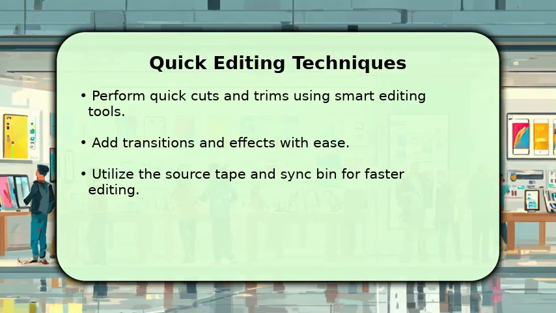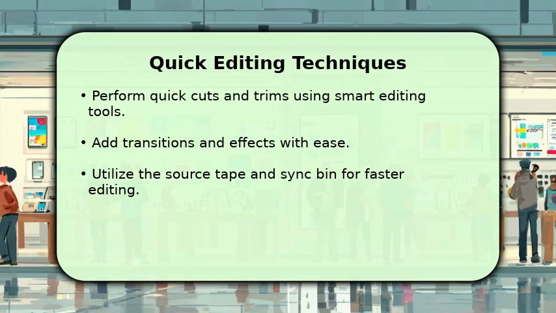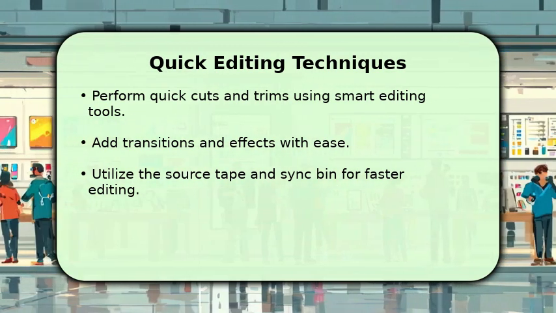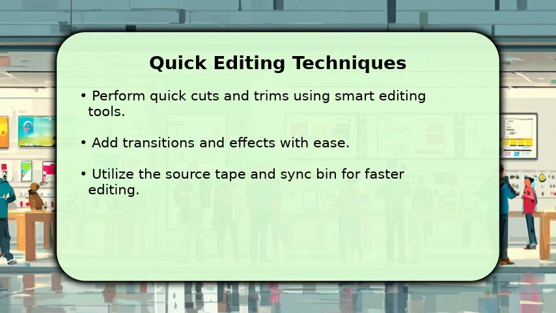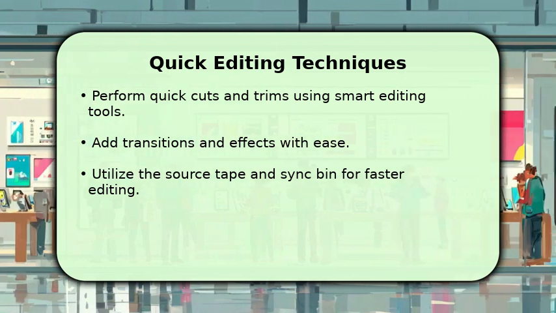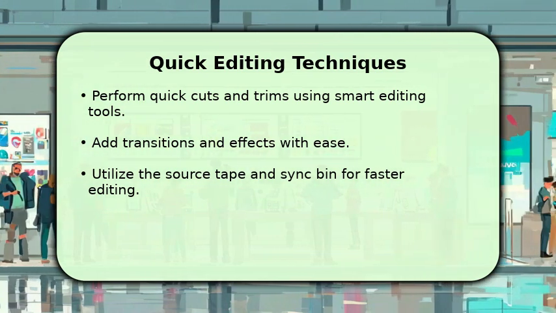The cut page excels at rapid editing. Use the Smart indicator to quickly trim clips or perform ripple edits with just a few clicks. Adding transitions is simple. Drag and drop from the effects library and adjust their duration, often between 10 and 30 frames, for a polished look.